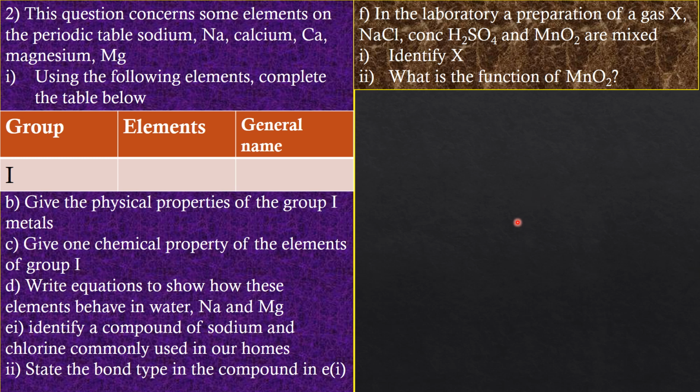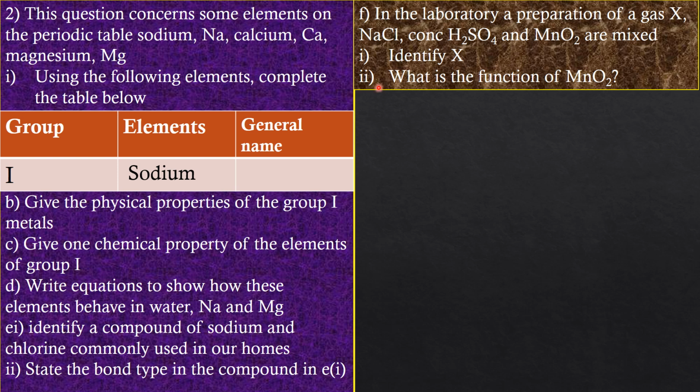Question 2 says this question concerns some elements on the periodic table. We have sodium, calcium, and magnesium. Using the following elements, complete the table below. We have group 1 elements general name. Looking at these elements, the only element that belongs to group 1 is sodium. Magnesium belongs to group 2. Calcium also belongs to group 2.